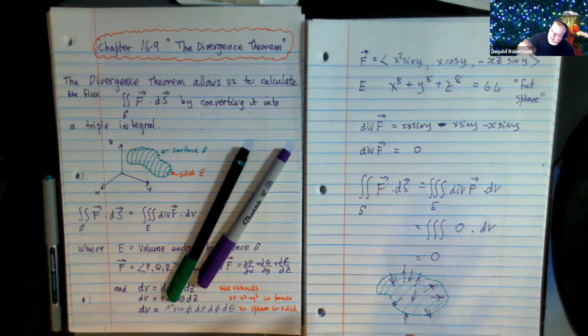The things that are coming inwards, the vectors that are pointing into the solid, are balanced by all the other ones that are pointing out of that solid. Would that make sense in physics anyway? Could something like that actually happen, I guess.